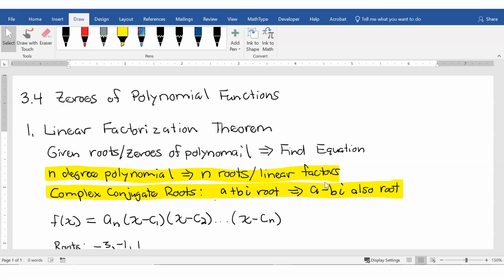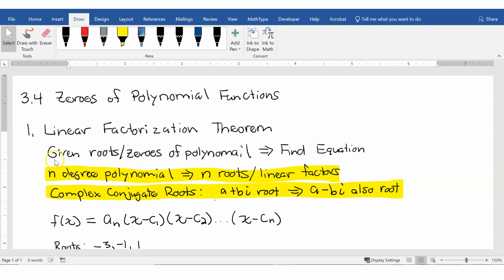The last topic we will look at in section 3.4 is the linear factorization theorem. Up to this point in the section, we've been given the equation of a polynomial function and asked to find its roots or zeros. Here, we're going to reverse that process. So we're going to be given the roots or zeros of the polynomial, and we'll be asked to find the equation.